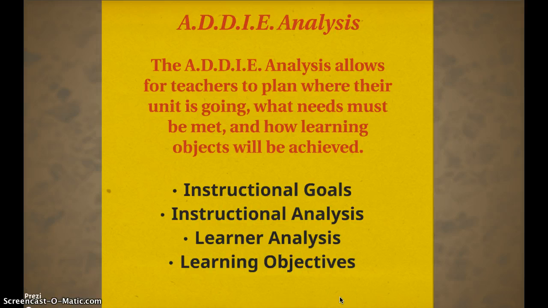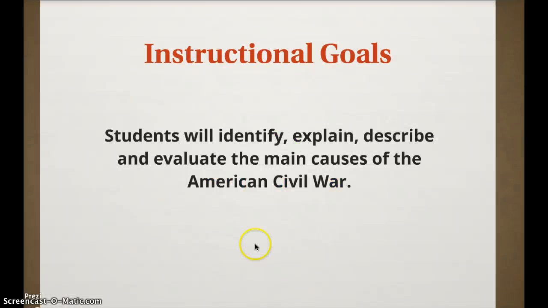There are 4 steps to the A.D.D.I.E analysis phase. There are instructional goals, instructional analysis, learner analysis, and learning objectives. First up is our instructional goals. Students will identify, explain, describe, and evaluate the main causes of the American Civil War. There are many causes to the American Civil War. The essential question for students to answer is, what caused the American Civil War?